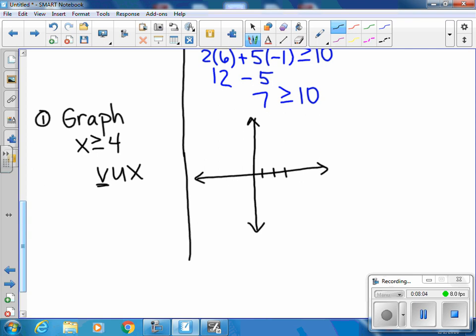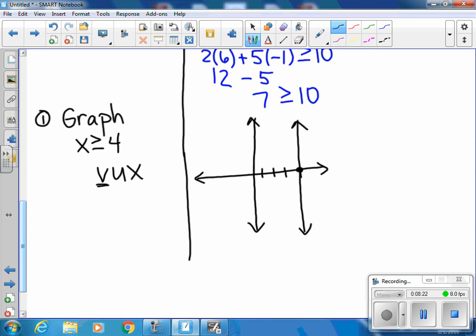So 1, 2, 3, 4, and then I'm putting a dot. Now, before I draw my line, you have to ask yourself a question. Is it going to be solid or dashed? Because it has a piece of the equal bar, that means it's going to be a solid line through that point. Okay, so the line is drawn.